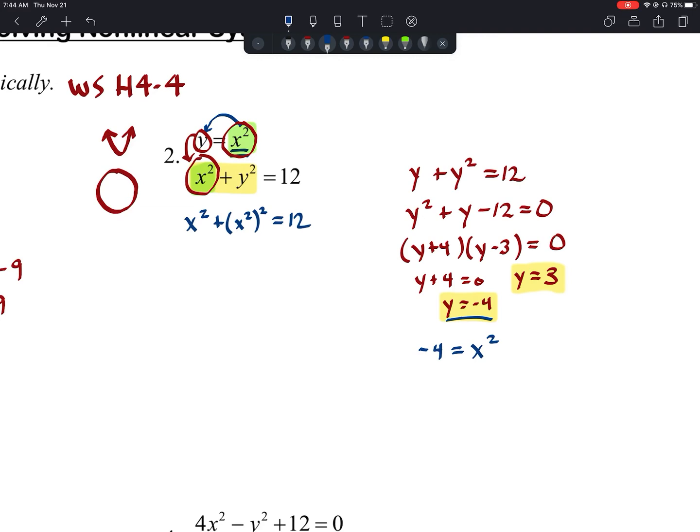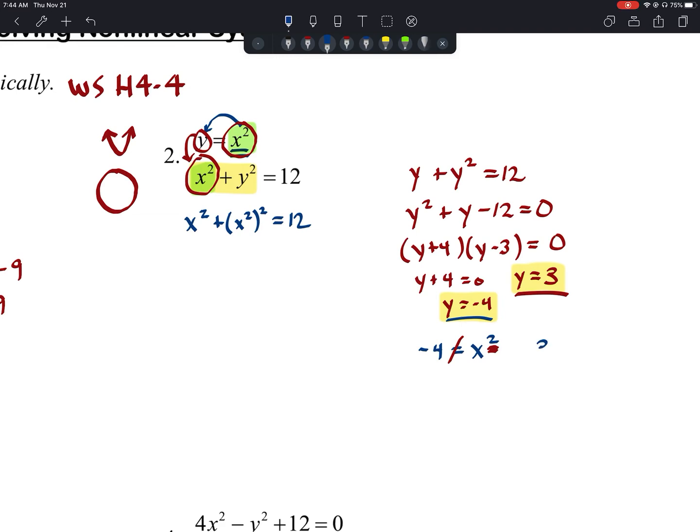Well, already we can stop here because we can't really square a number and end up with a negative right now. I told you later in the year we'll work on that. There are some more options later in the year, but right now we can go ahead and say that that's not going to work. So our second answer that we got here, y equals 3, let's take that one and plug that one in.